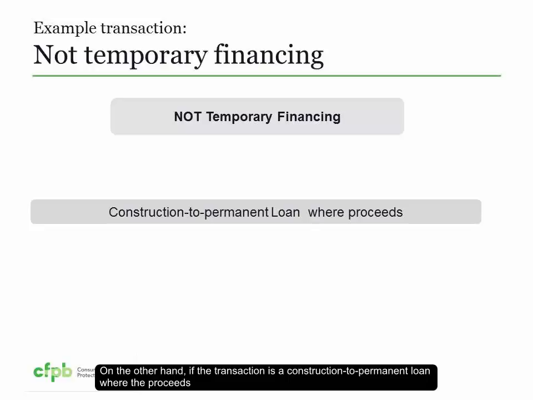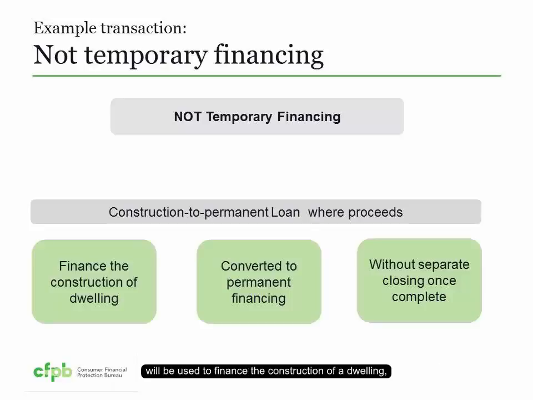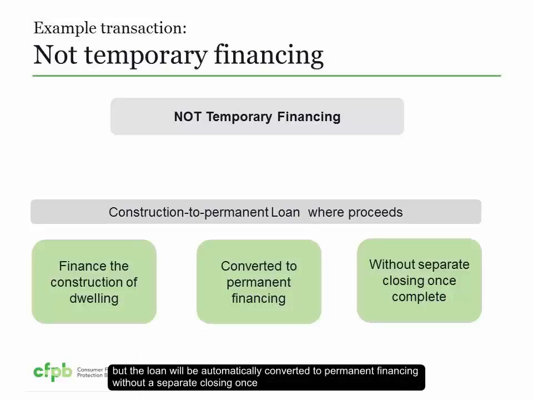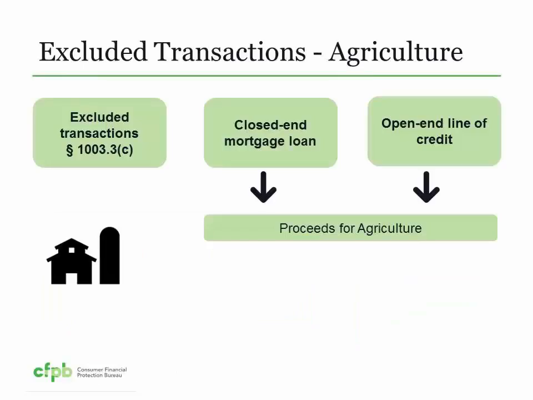On the other hand, if the transaction is a construction-to-permanent loan where the proceeds will be used to finance the construction of a dwelling, but the loan will automatically be converted to permanent financing without a separate closing once construction is complete, the transaction is not excluded as temporary financing.